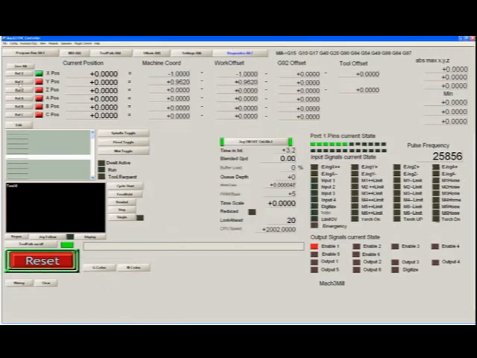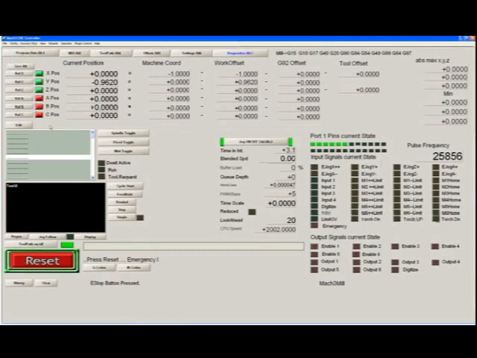If we go to reference the Y-axis, it will now begin to move, and it will stop when it hits its switch. Same thing for the Z, it will move, and then it will stop. That's really all there is to making sure most of your switches work.